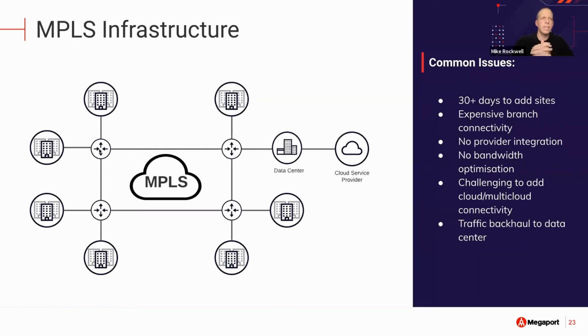Just as I have issues in adding additional branch sites with the extended timeframes, I'm also going to have issues in adding cloud connectivity in the regions where I want to access those applications. So to add just a single cloud provider, I'm going to be running into that 30-day window. If I want to add multiple clouds, well, that's just a whole other complexity of adding that into MPLS.